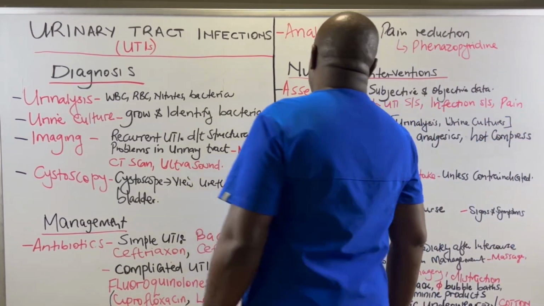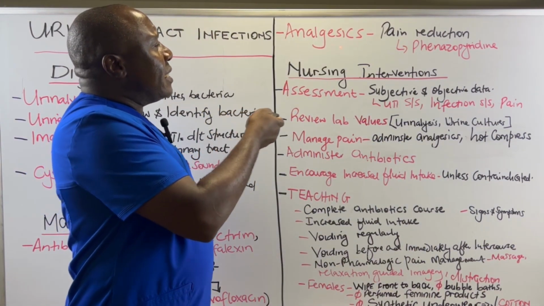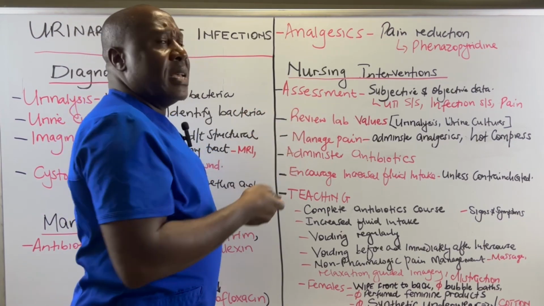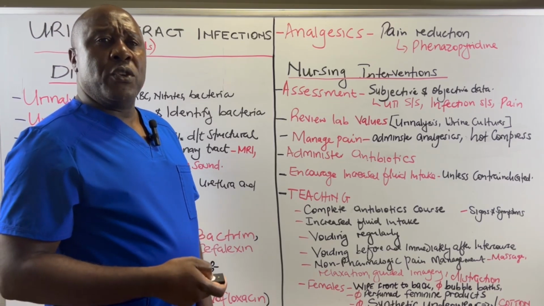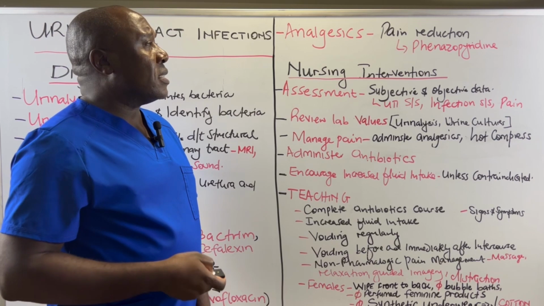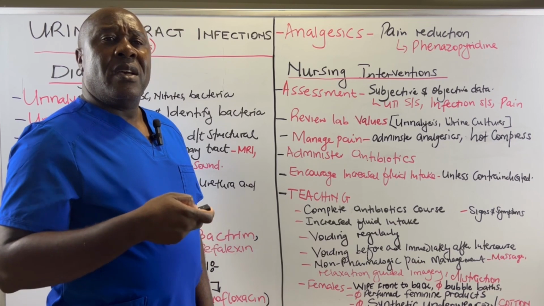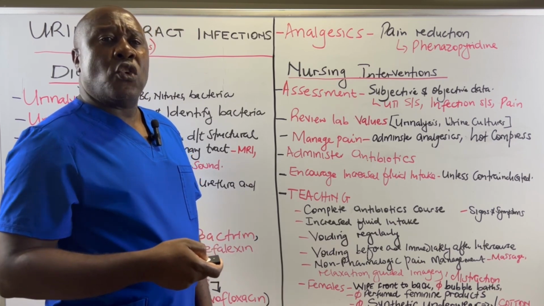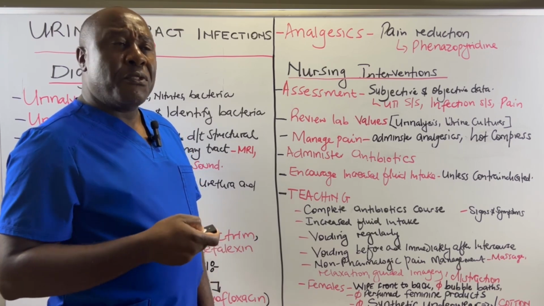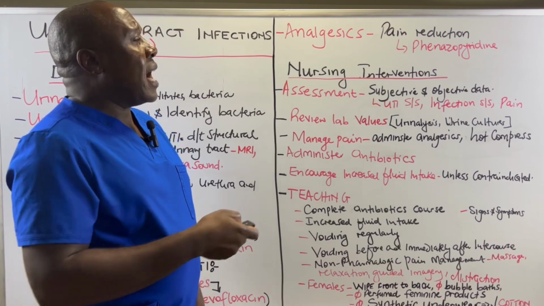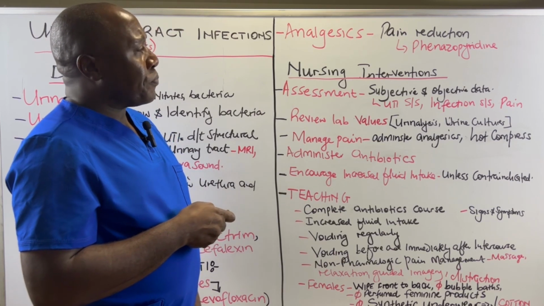Another way of managing UTI is by dealing with the pain. So we use analgesics to try and reduce pain experienced by this patient. Remember, we said that pain is one of the hallmarks of a UTI. These patients feel a lot of pain when they are passing urine. The reason is because the urinary tract is inflamed. So when urine passes over those inflamed areas in the urinary tract, these patients feel a lot of pain. So analgesics, and especially phenazopyridine, is used to manage that particular pain.